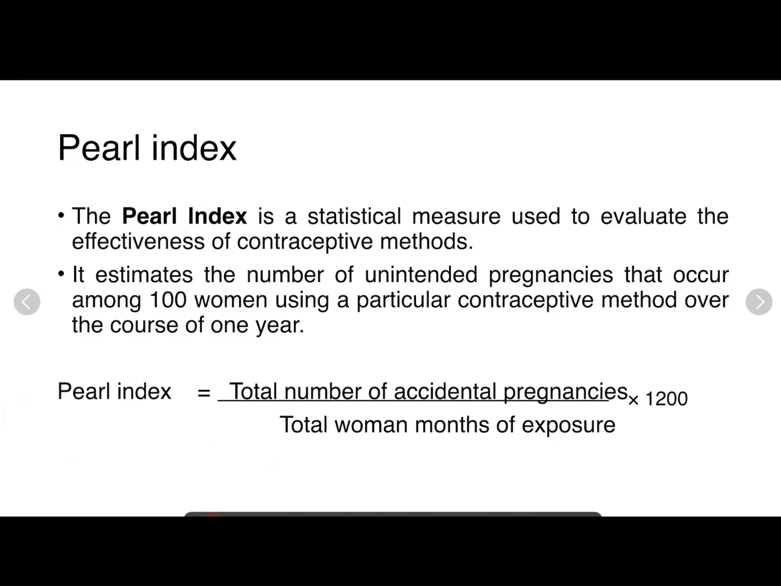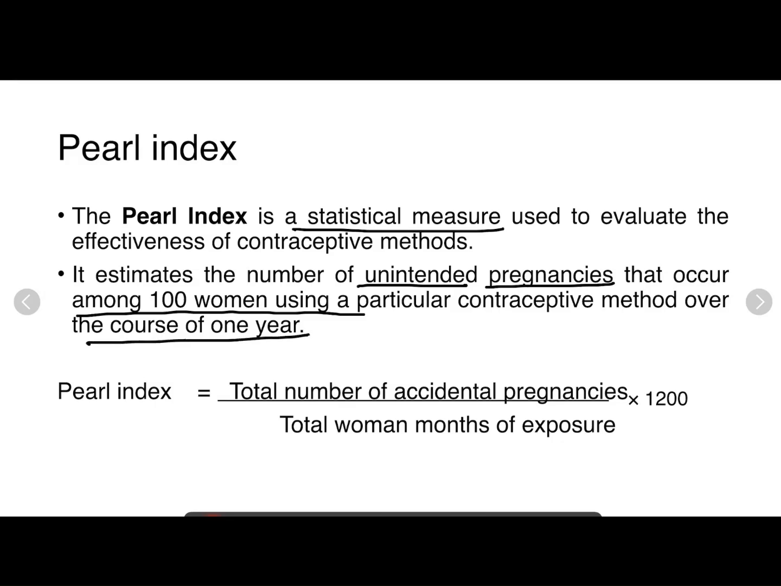Pearl Index is defined as a statistical measure which is used to evaluate the effectiveness of a contraceptive method. It estimates the number of unintended pregnancies. So when we are measuring the efficacy of any contraceptive method, we will measure the number of unplanned or unintended pregnancies that occur among 100 women using a particular contraceptive method over a course of 1 year.